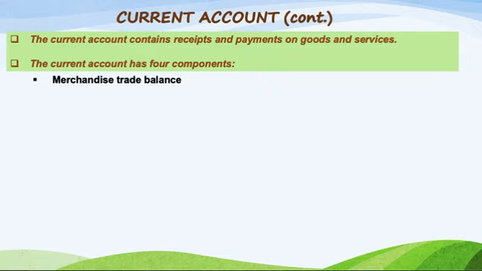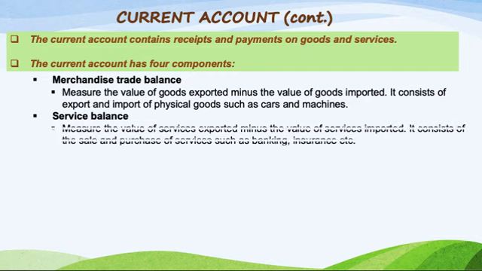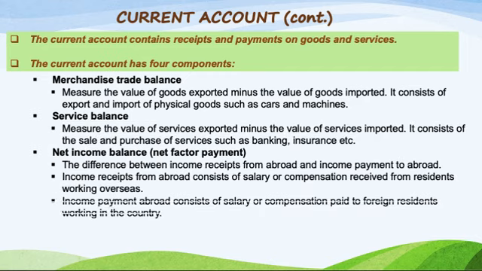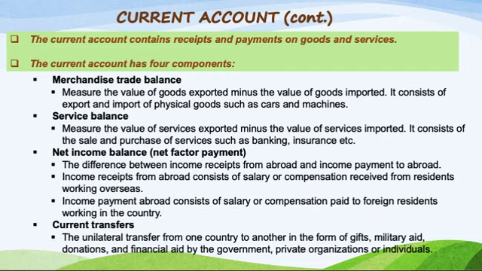So, current account ada 4 components. The first one is merchandise trade balance. Apa yang dimaksudkan dengan merchandise trade balance? Merchandise trade balance measures the value of goods exported minus the value of goods imported. It consists of export and import of physical goods such as cars and machines.